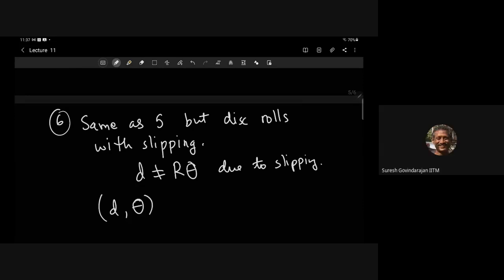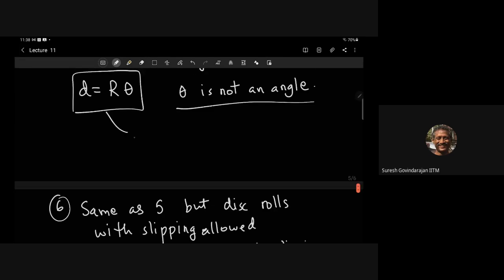It can do everything, it can do a mixture. It can roll, slip, everything can happen. If it doesn't roll and just slips, then it's 1 degree of freedom, absolutely correct. But slipping is allowed, so d and theta, 2 degrees of freedom. Here this is an example of a holonomic constraint.